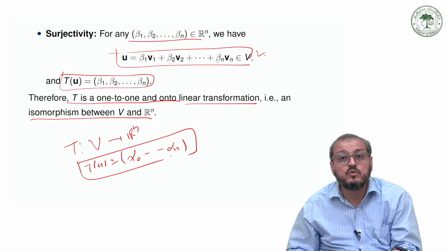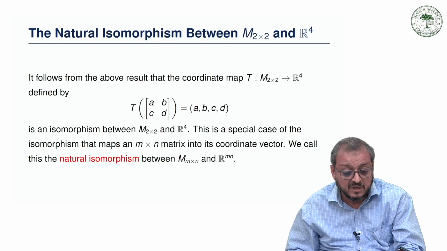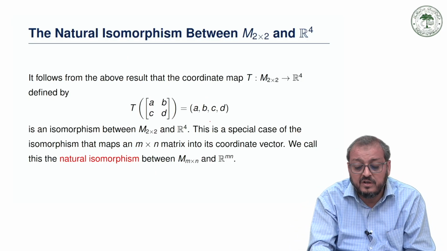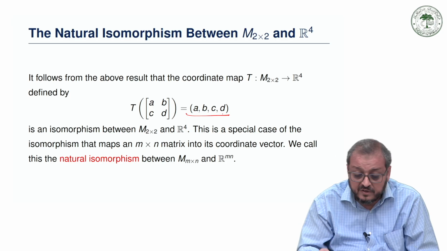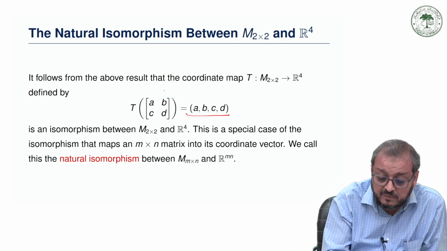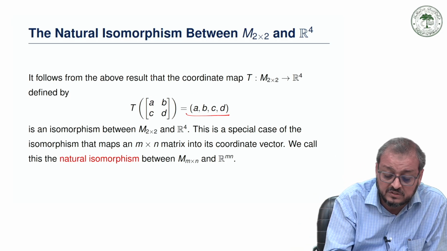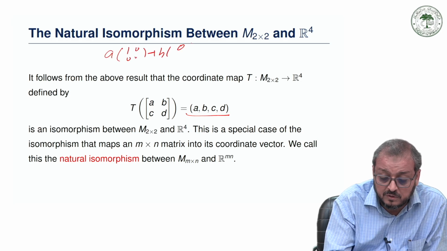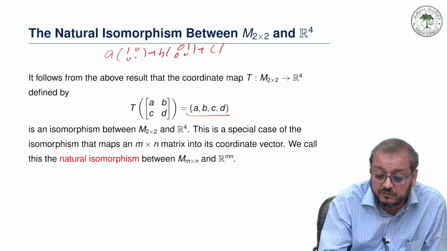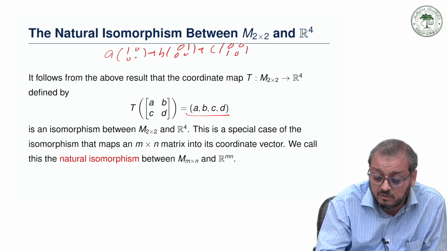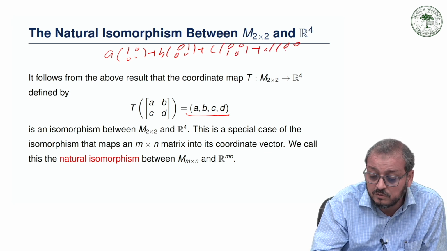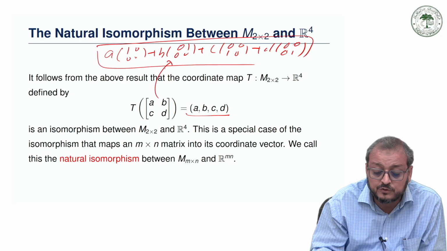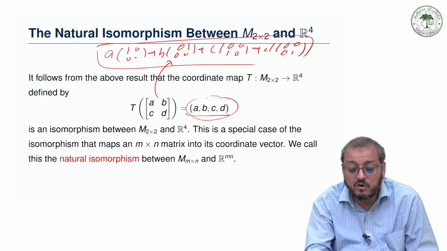Suppose we take 2 by 2 matrices here, then the natural isomorphism is to R to the power 4. I take a, b, c, d and define the coordinate vectors of a, b, c, d corresponding to the standard basis. This can be written in the form a times (1 0; 0 0) plus b times (0 1; 0 0) plus c times (0 0; 1 0) plus d times (0 0; 0 1). Then this matrix a, b, c, d can be written in this form, and then T of this is nothing but the coordinate vector of this.